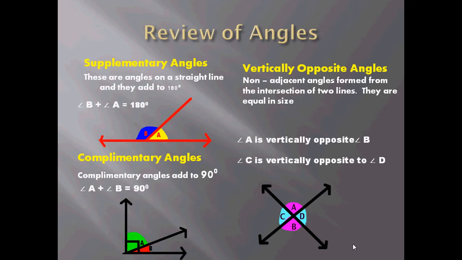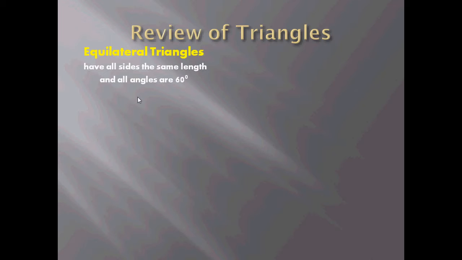So let's go on to review triangles from last year, and you'll remember that we had equilateral triangles, and they have all sides the same length and all angles are 60 degrees. So let's look at the diagram below. Angle A, B and C would be 60 degrees, and the three sides are marked equal.